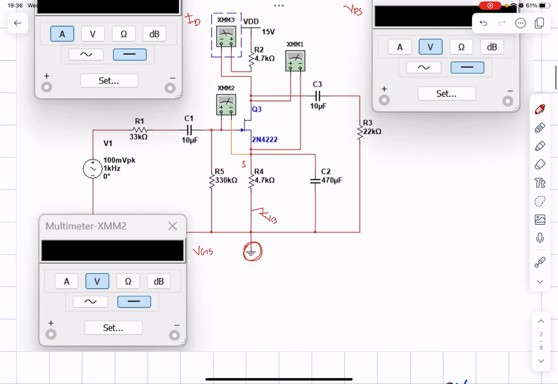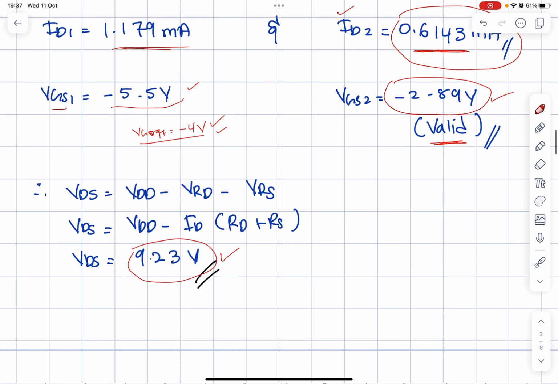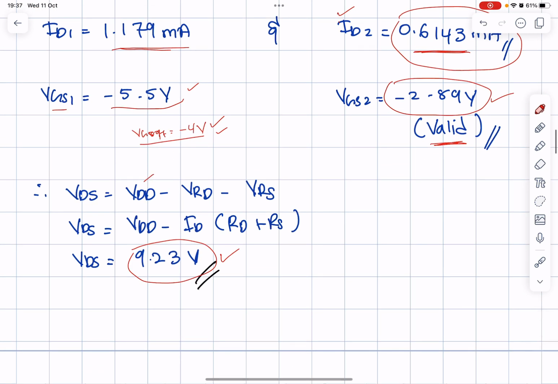And then if you want to calculate the VDS, you need to apply KVL. So how to apply KVL here? VDD equal to VRD plus VDS plus VRS. So if you want to calculate VDS, you need to manipulate your equation where VDS equals VDD minus VRD and minus VRS. So in the end, you have VDS equal to 9.23 volt.